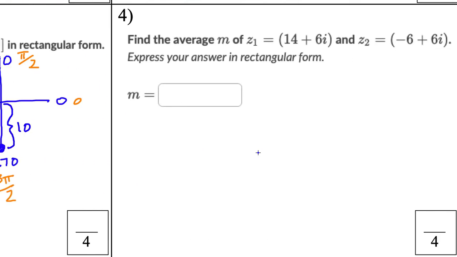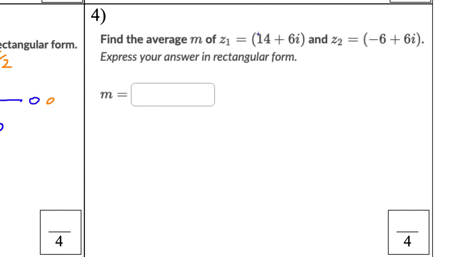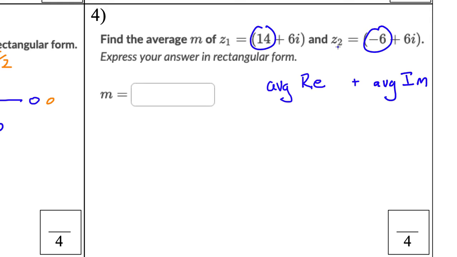Number 4. I need to find the average of these two complex numbers. So I'm going to find the average of the reals. It's going to be the average of the reals plus the average of the imaginaries. So let's talk about the reals. The reals, 14 and negative 6. To find the average, you add them and divide by however many there were, in this case 2.